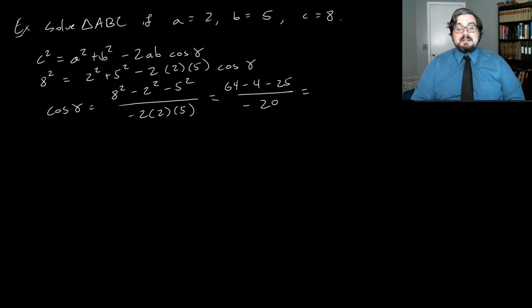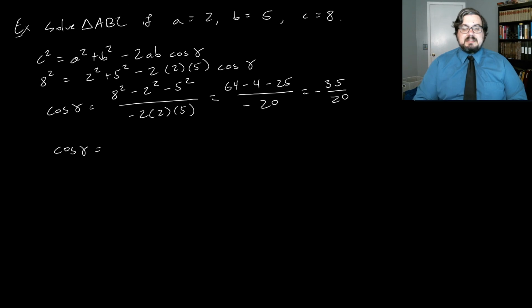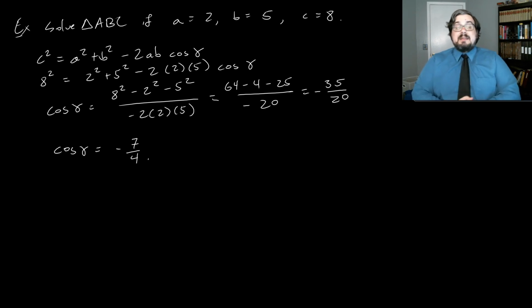64 minus 4 is 60. 60 minus 25 is 35. So we get negative 35 over 20. So we get the cosine of gamma is equal to, if we reduce that, negative 7/4. Now, as I mentioned on the previous problem, having a negative value here isn't a problem. A negative value of cosine simply means that the angle involved is greater than 90 degrees. It's between 90 and 180 degrees.